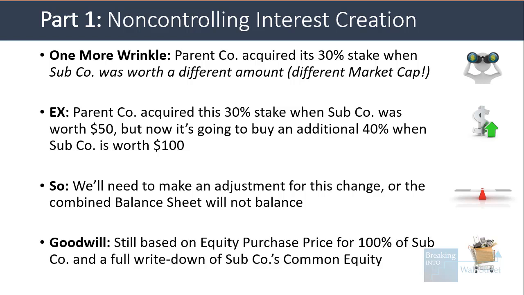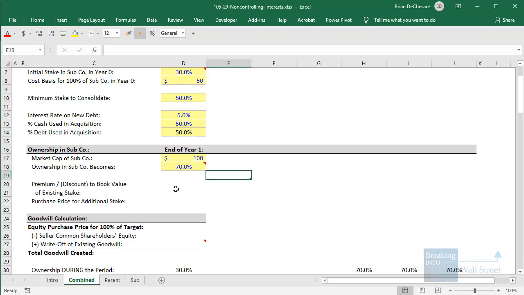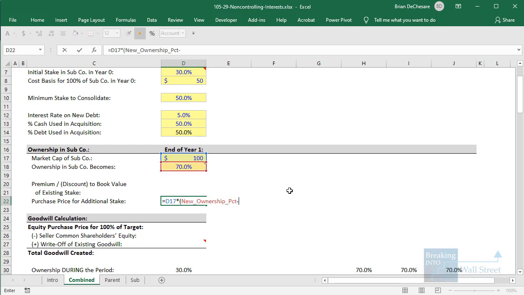Now, the goodwill calculation is still based on the equity purchase price for 100% of SubCo and a full write-down of SubCo's common shareholders' equity. So let's start setting this up and calculate some of these numbers that are required up at the top first. Let's start with the purchase price for the additional stake. Currently, SubCo's market cap is 100. We're assuming no premium to this, so we're just buying this at this 100 market price. And the actual purchase price will be equal to that number times the ownership percentage, the new one, the 70%, minus the old one, the 30%. So we're multiplying this by 40%, we get to 40 million.